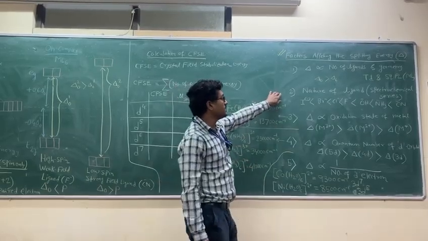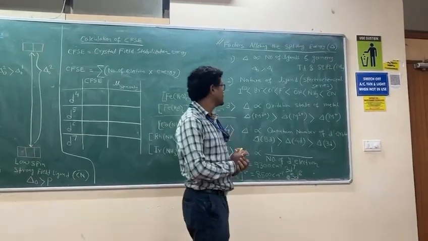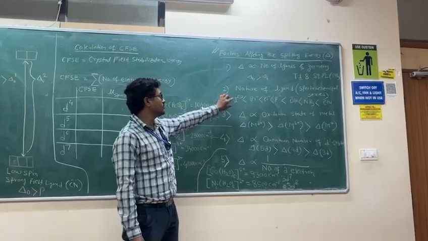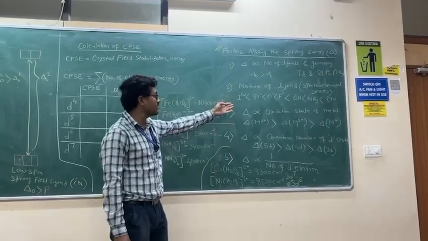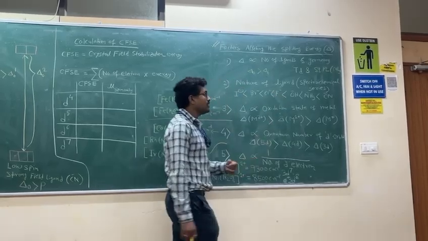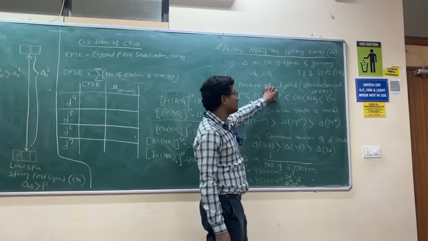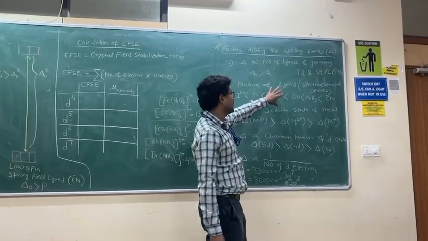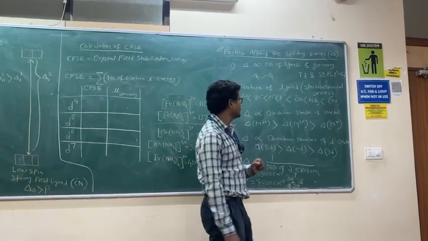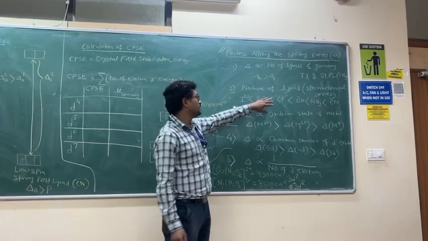Next factor is the nature of ligand. Last class I discussed what the spectrochemical series is. Nature of ligand means some ligands have atoms with less electronegativity, and some have atoms with more electronegativity. When we have atoms with more electronegativity, it will be called a weak field ligand, and whenever it has less electronegativity, it will be called a strong field ligand. So, nature of ligands is an important factor. Depending on the ligands, the splitting energy depends.